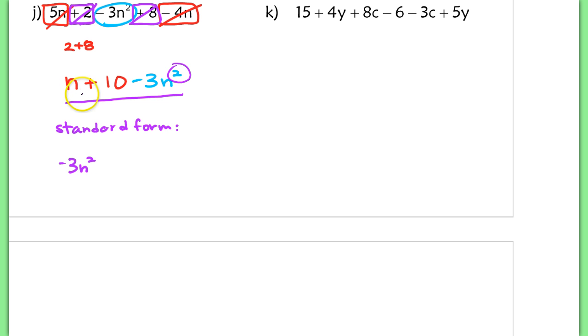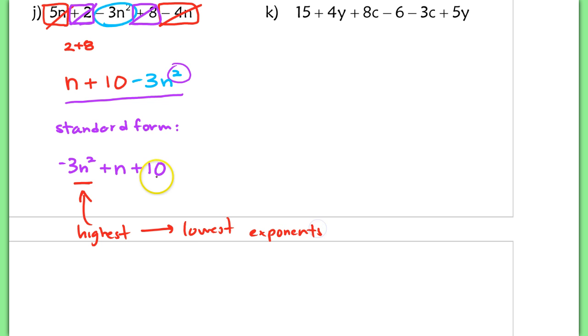Then the next variable here is positive n. And then the 10 would come last. So the number term comes last. This here is the highest exponent. So it goes from highest to lowest in terms of the exponents. And then finally you always have a number that comes last, the number term. So the term without a variable comes last. And that's just called standard form.